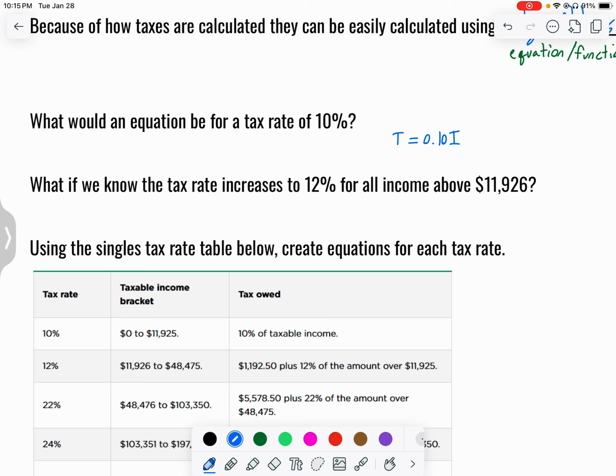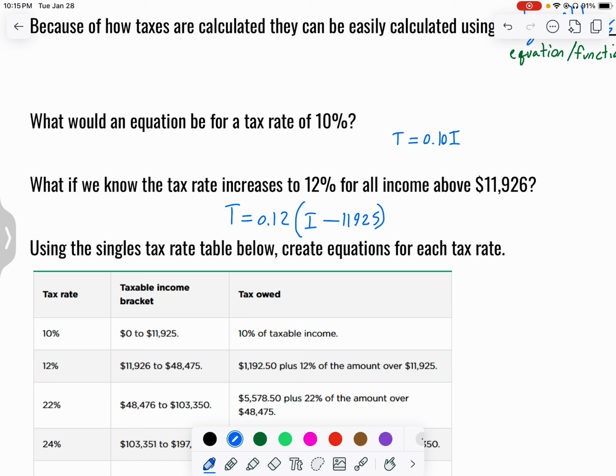All right, if we start with T, taxes you owe, equals 0.12, that's the 12%, times the income, but we're going to subtract out our starting value, our 11,000. I put an arrow, not a subtract. Subtract out $11,925. So we take our income, subtract out $11,925, multiply that by 0.12.